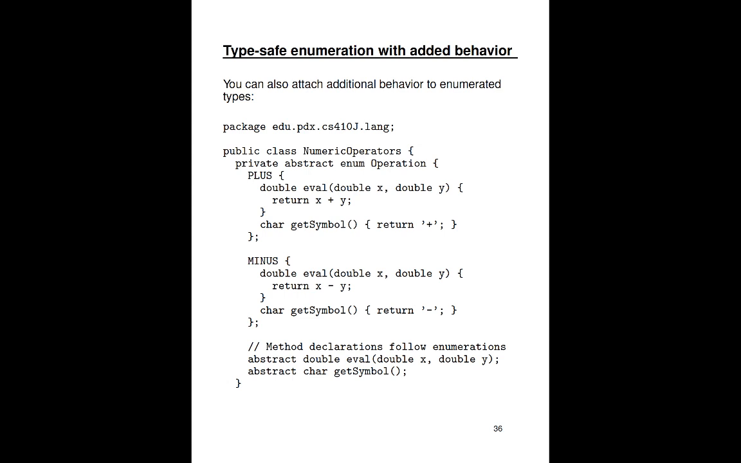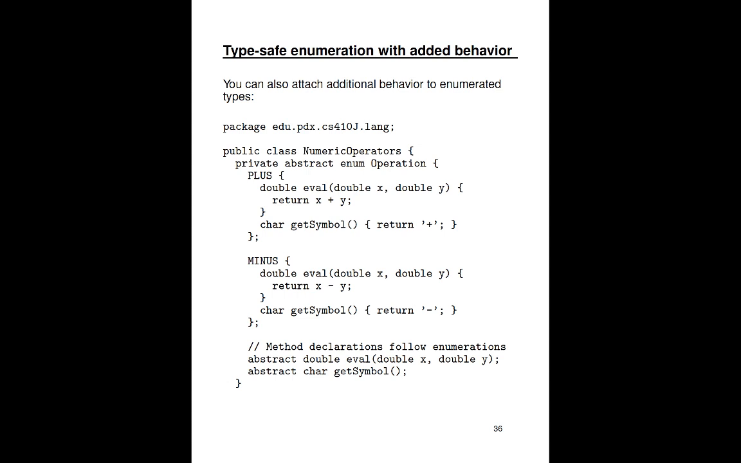And not only do we want to just say that there's an operation out there, but we want each operation to be able to have some behavior that's unique to it, to actually perform the operation. So our enum is not just the declaration of an enum object, like all caps PLUS, but we can also provide implementations of behavior. So for instance, an eval method, which will evaluate two operands in the context of the particular operation. So the eval method for plus is x plus y. And then also we want to be able to get the symbol, the character that represents the plus operation, which will be the plus character.